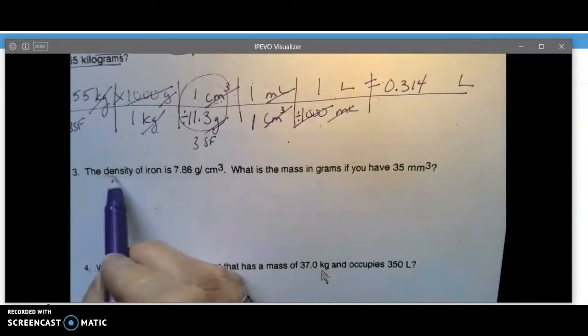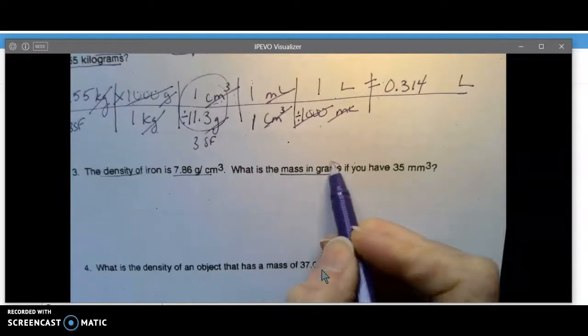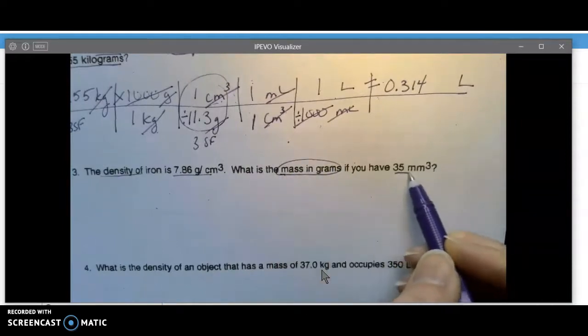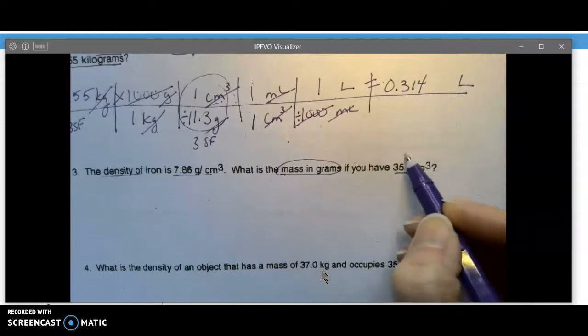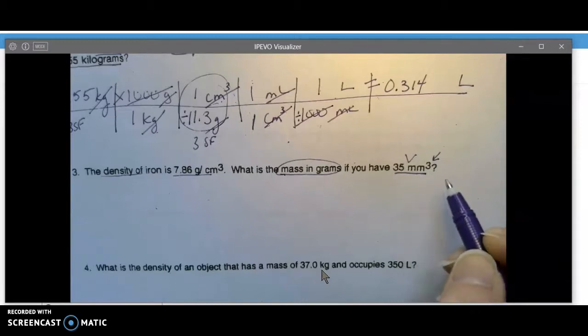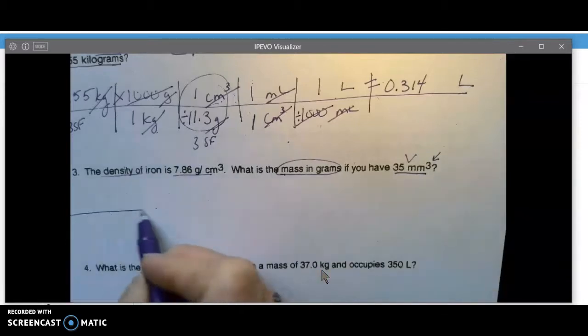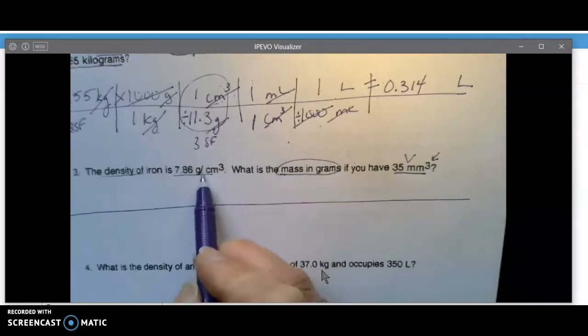All right, question number 3 looks very similar. So I have a sentence that's telling me density. This time though, I'm trying to find mass in grams, and I have 35 cubic millimeters. So this one is actually a volume. Anytime you see a cubed or liters, milliliters, that's volume. So I'm actually starting with volume, and I need to get to mass. So again, density is going to be what allows me to convert.